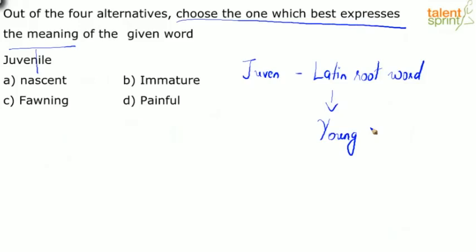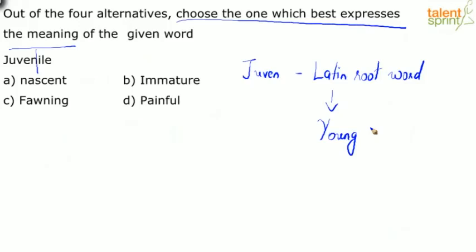So when you look at this word juvenile, you know that when you're young, you're immature, right? You can relate to it. So what you need to do is, when you're applying the concept of root words, you need to kind of think logically. Okay, I understand the meaning of juven, young. So what can I quickly relate to from the given options? When is somebody painful? When is somebody fawning? When is somebody nascent?